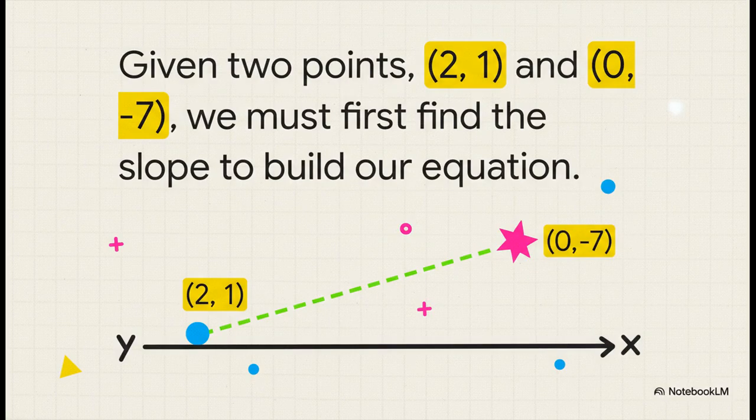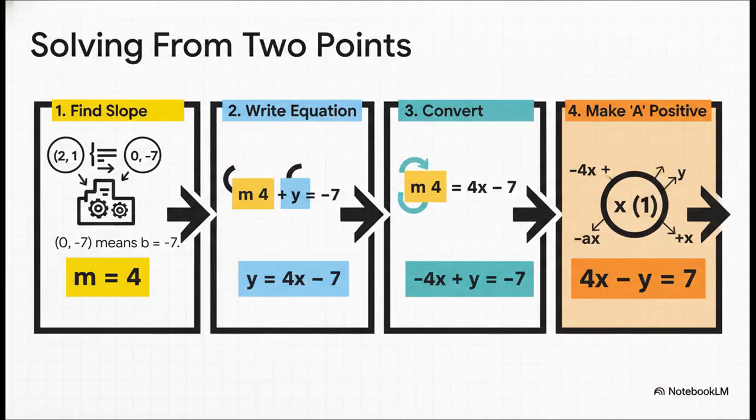Okay, ready to level up? What happens when you don't even have an equation to start with? What if all you have are 2 points on a line? Don't worry, it just means we have a little prep work to do at the beginning. First things first, we need an equation. So we start by finding the slope between those 2 points, which, if you run the numbers, comes out to a nice clean 4. Now, here's a little trick. Notice the point (0, -7)? That's the y-intercept. That saves us a ton of work. We can just jump straight to slope-intercept form, y equals 4x minus 7.